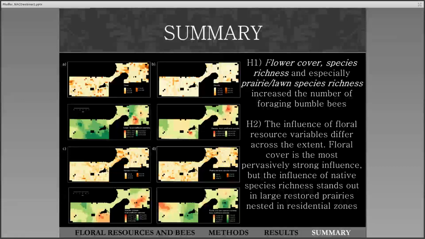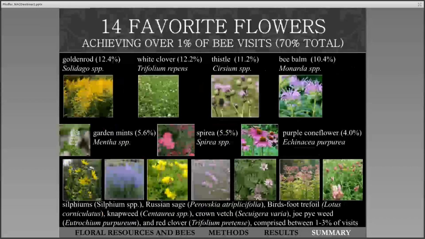So in summary, for hypothesis 1, we did see that flower cover and richness and prairie and lawn species richness in particular increased the number of foraging bumblebees. But the influence of the floral resource variables did differ across the extent, and floral cover was the most pervasive, strong influence. But the influence of native plant species richness stood out where there were large restored prairies that offered this really important and rich resource for the bees.